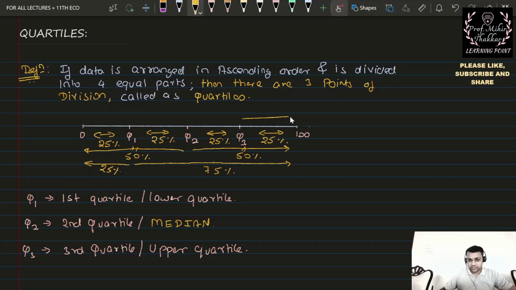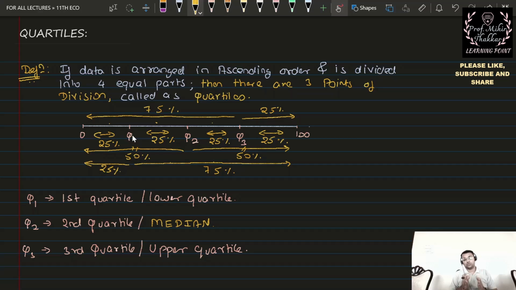Whereas it is exactly opposite with the Q3. Greater than Q3, there is only 25% of the observations, but if you observe the part lesser than Q3, 25, 25, and 25, 75% of the observations lie to the left of Q3, so they are lesser than Q3. 25% observations lie to the right of Q3, so they are greater than the value of Q3. So that is the basic definition and the basic meaning of quartiles.